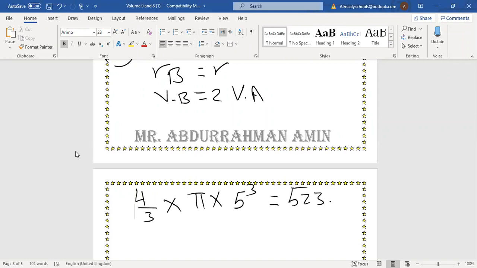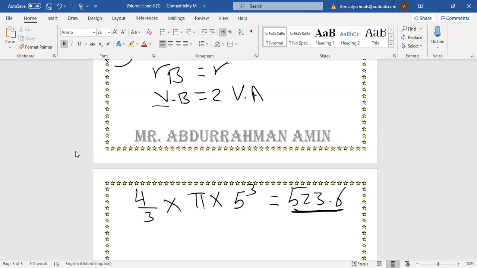On my calculator I wrote 4 over 3 multiply pi multiply 0.5 cubed, and it equals 523.598 and so on. So it will be 523.6. Okay, very good. Now, this is the volume of A.